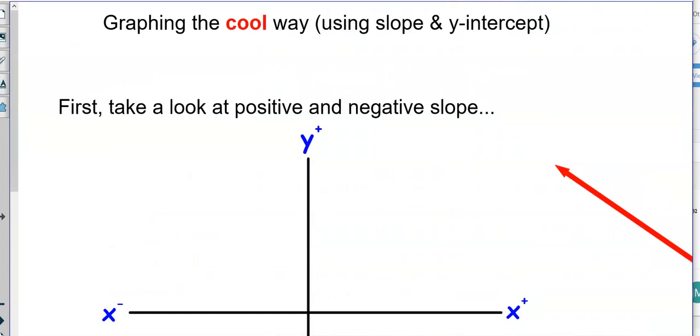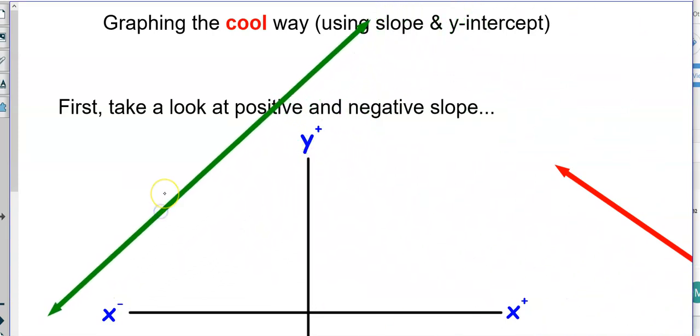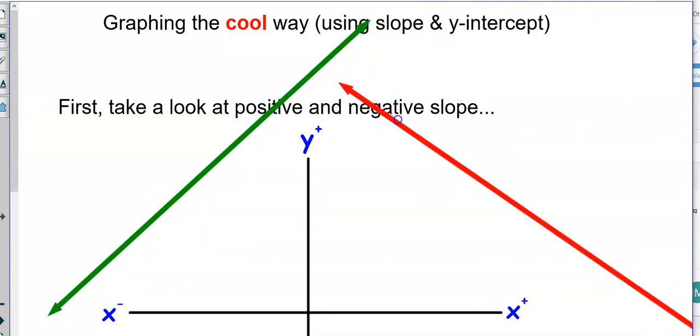It's easier to use slope and y-intercept. So positive slope looks like this. So that would be a positive slope. Negative slope looks like this. So you probably remember that. Positive goes up the hill, negative goes down the hill as you go left to right. So if you have anything sloping down the hill, it's going to be negative, or positive is up the hill. Is there anything else there?